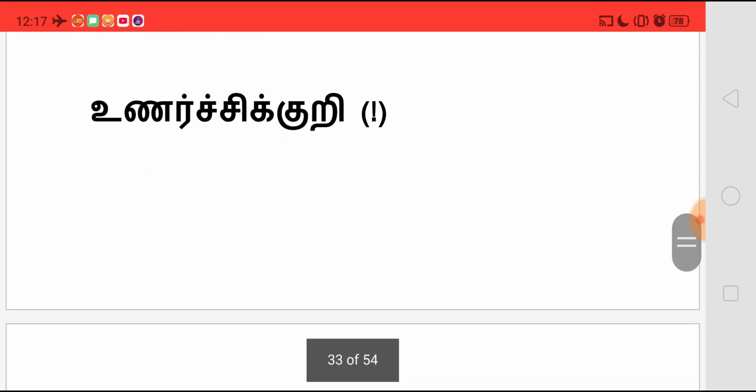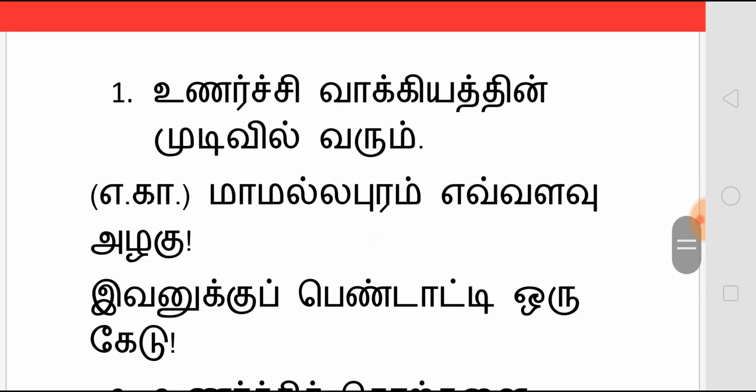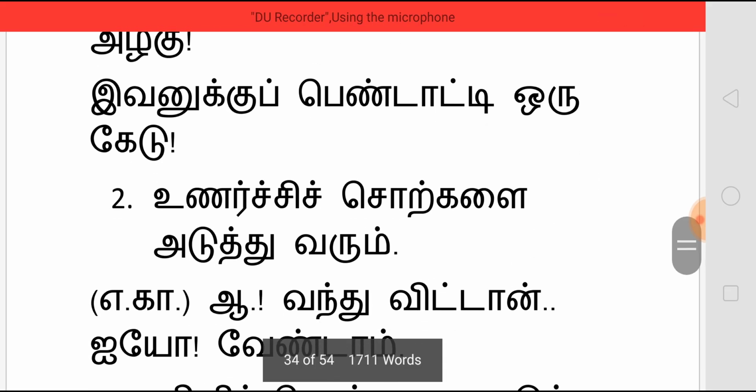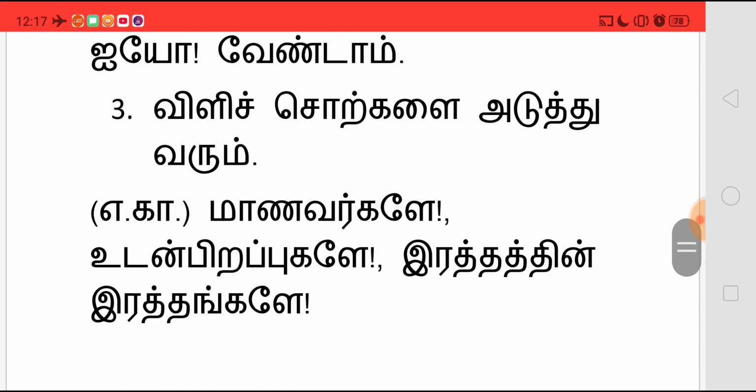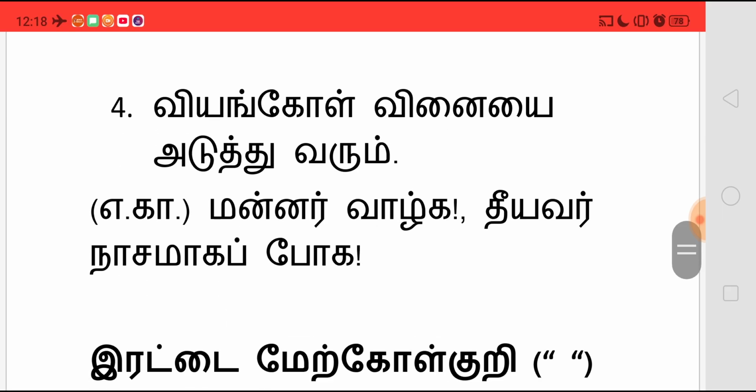And unarchi kuri, the exclamation mark. Here we find it comes at the end of a sentence which expresses extreme inner feelings. Mamallapuram evlo alagu, ivanukku pondati oru kedu. And then after words which express feelings, vandu vittan, ayyo vendam. And villi sorkale aduthu varum. That is when you are addressing someone. Maanavargale, udanpirapugale, rattathin rattangale. And viyangol vinai, after that it will come, mannar varga, thiyavar nasamaga poga.